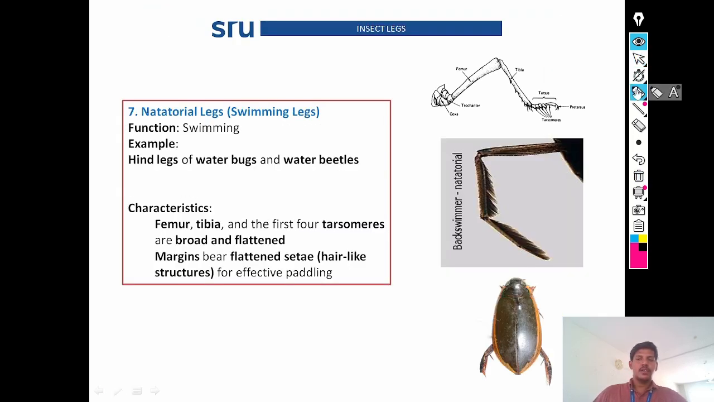Next, natatorial legs are swimming legs. Their function is swimming in water. The hind legs of water bugs and water beetles are the swimming legs.